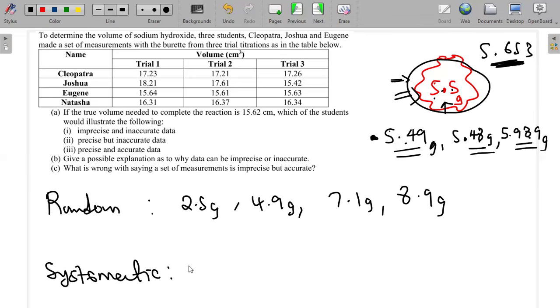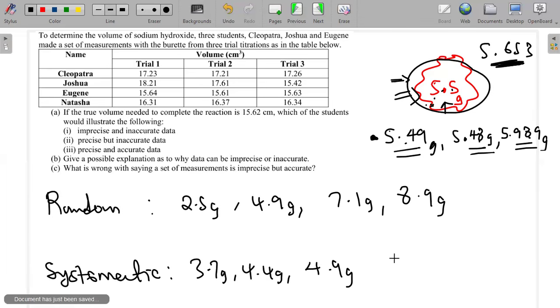And then systematic error is an error that happens in one direction. Meaning that all the measurements that you measure are either all below the true value or all above the true value. So if I measure this 5.5 gram stone, and maybe I find 3.7 gram, 4.4 gram, and another 4.9 gram, you see that all these measurements are less than the true value. So we're going to say the error affecting this is systematic error.